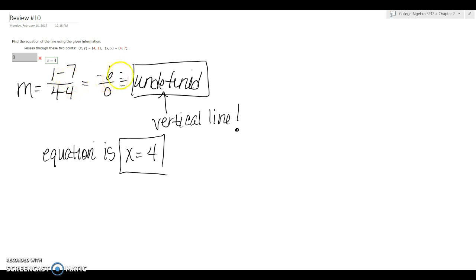So when I simplify that, I get negative 6 over 0. And we know that when we divide by 0, that is actually undefined. So the slope for this particular problem is undefined. So what that tells us is we have an undefined slope, that is not the same thing as a 0 slope.